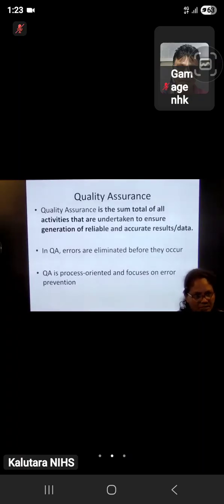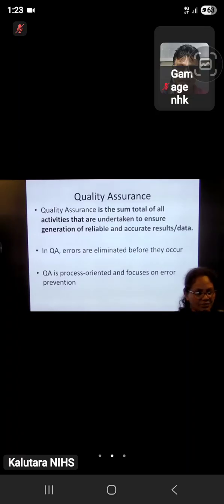In quality assurance, errors are eliminated before they occur. Right? So it's very clear. You think that there may be errors in the incubator, therefore daily you measure the temperature of the incubator. Before it occurs, you eliminate or try to eliminate errors. Quality assurance is process oriented and focuses on error prevention, as I told you.